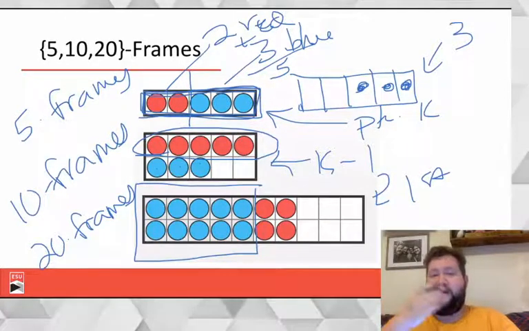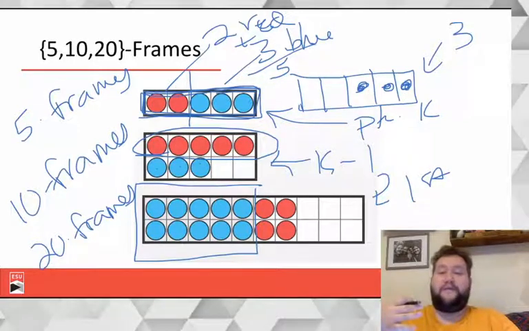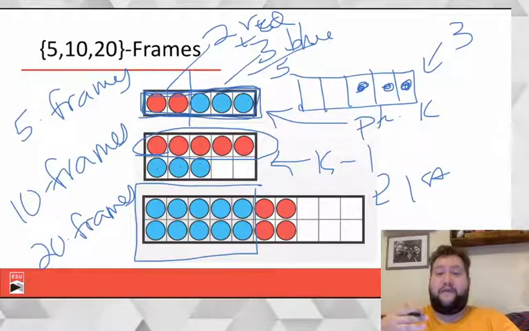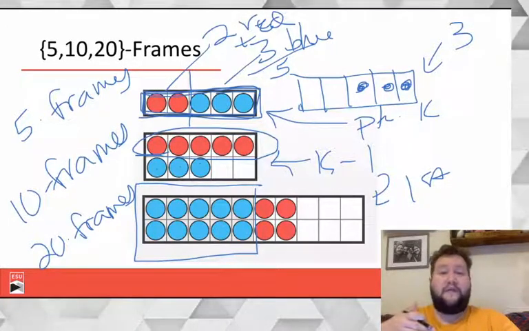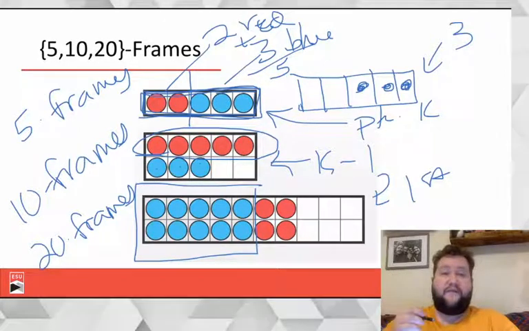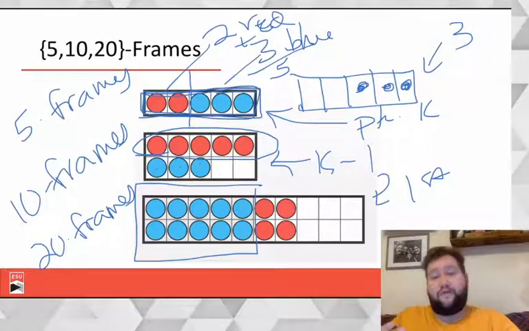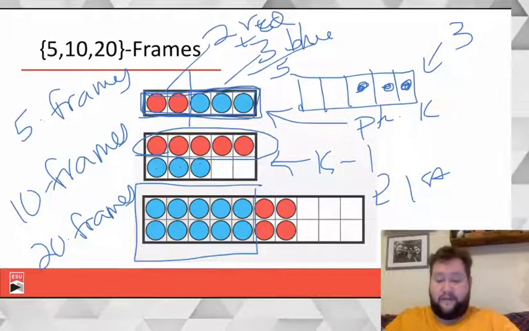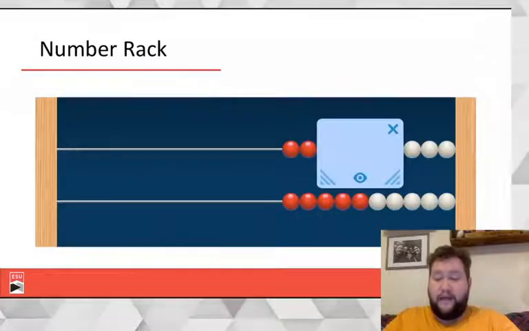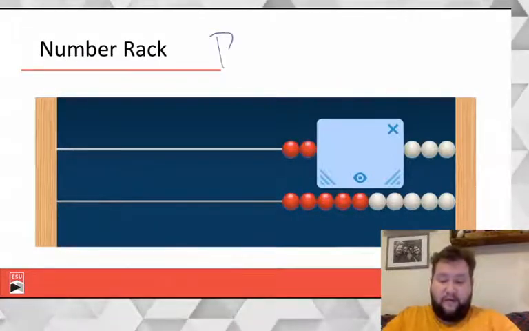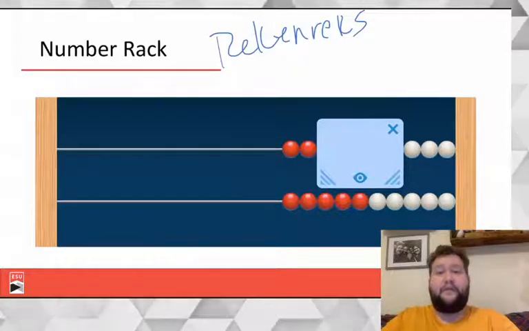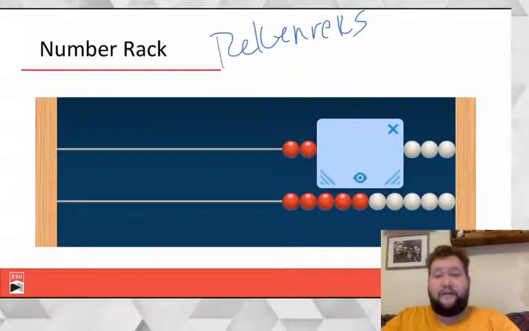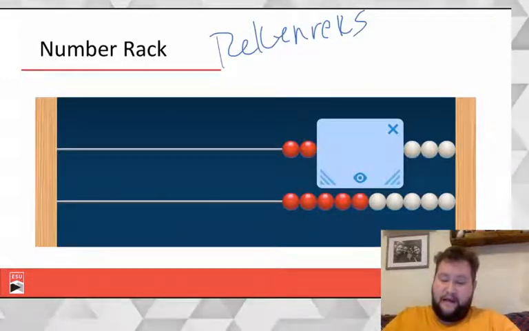And so really what I want us to think about up to this point is that there are lots of different representations for quantities. We can have unit blocks, or just a collection of objects and we can count them. We have longs and rods. We have our fingers. We have our 5, 10, and 20 frames. We have the numerals themselves, and then those numerals have face value and place value. We also have a number rack, and they're also called rekenreks. If you Google these, they're super common, particularly in lower elementary, because these are great for working with addition, for counting, and so you might say, how many are hidden?